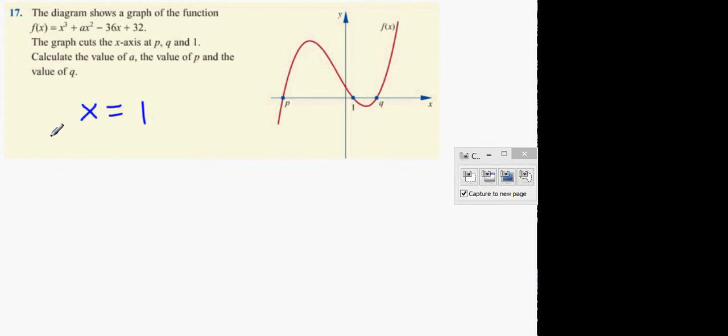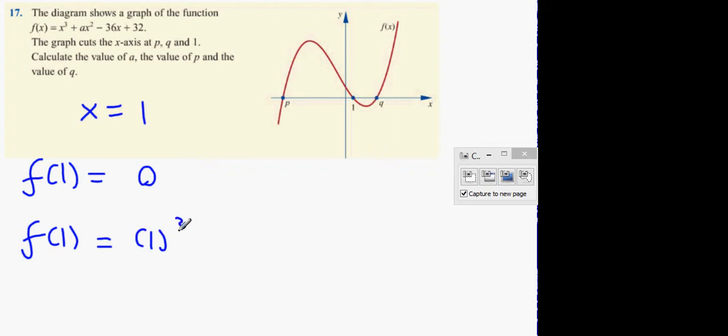This means that when I replace all x's with 1's, the answer has to be 0. So all I've got to do in this question is replace all the x's with 1's, because that's the only piece of information I have to use. Okay, 1 cubed plus a times 1 squared minus 36 times 1 plus 32. All this should equal 0.